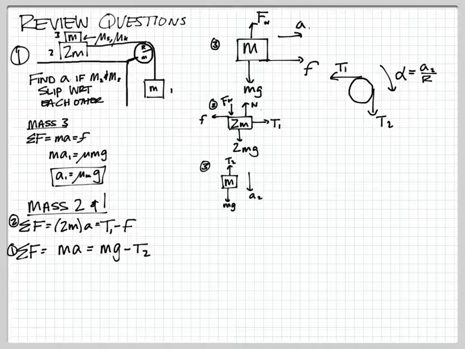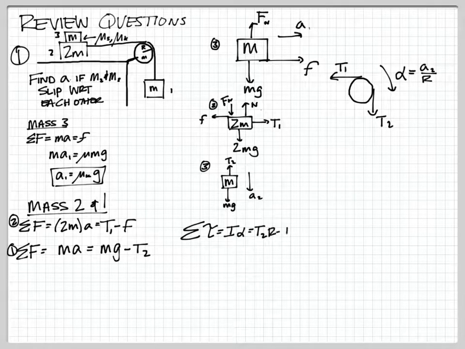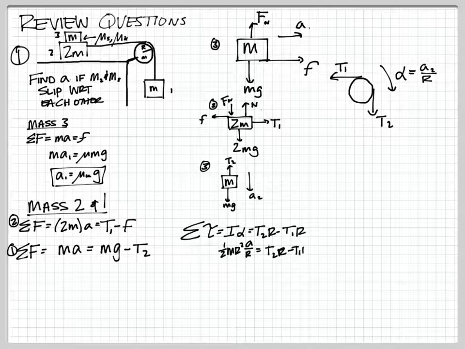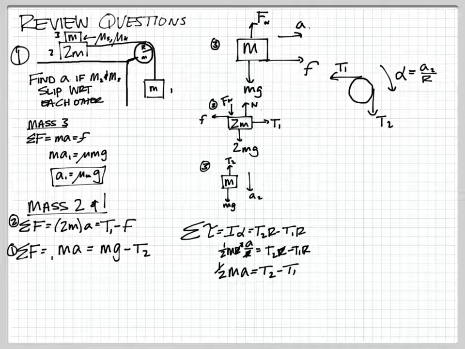Now looking at that, we know friction, we know our masses, we don't know tension 1 and tension 2. So we need to go back over and look at our pulley, look at the sum of torques for our pulley. So we have I alpha equals the torque from tension 2 minus the torque from tension 1. So go ahead and plug in our moment of inertia for this disk. And as we solve for the acceleration now, all the radii cross out, and I have 1/2 ma equals tension 2 minus tension 1. So I'm going to put that as a third equation over there.